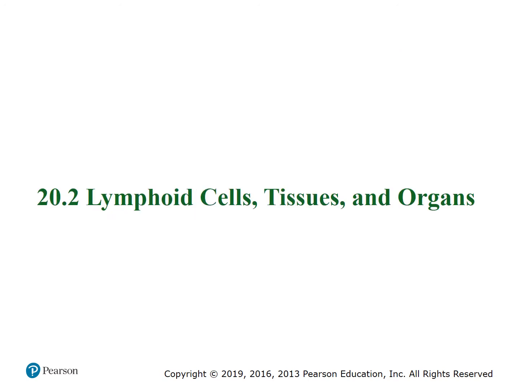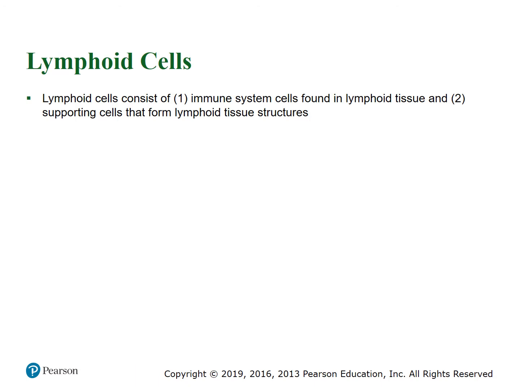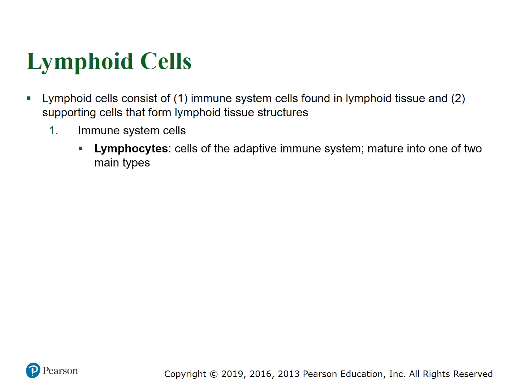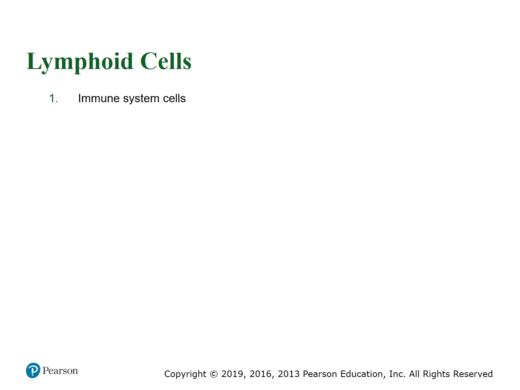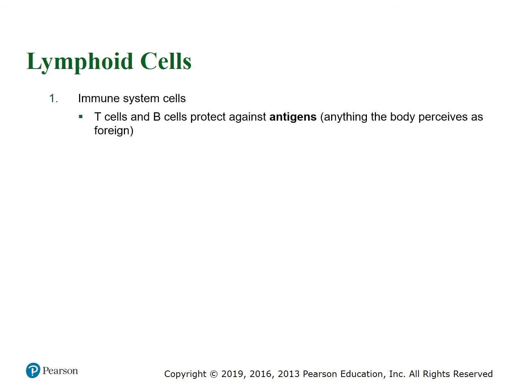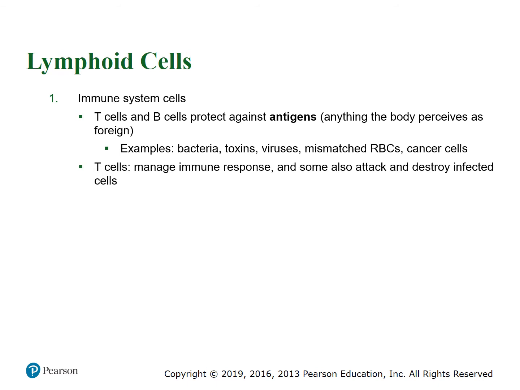Okay, so we're going to take a look now at lymphoid cells, tissues, and organs. Lymphoid cells can consist of immune system cells that are found in lymphoid tissue, so that's going to be a lot of them, and the supporting cells that form the lymphoid tissue structures. You're going to have immune system cells, which are going to be lymphocytes, and these will mature, of course, into T cells and B cells. The T cells and B cells will protect against antigens. This is something that you learn with your videos on the immune system. I don't feel the need to go over those again because you've been through those with the immune system. T cells manage the immune response.